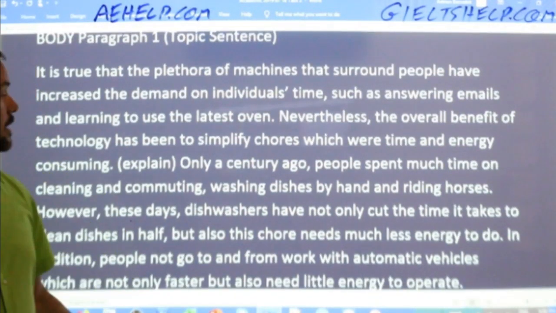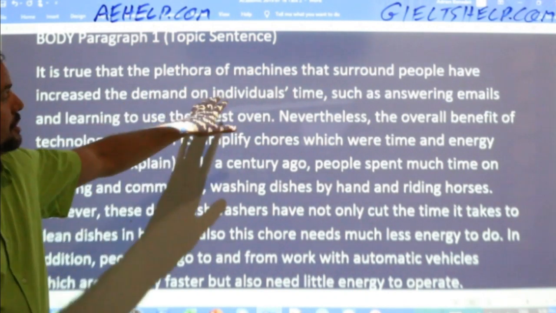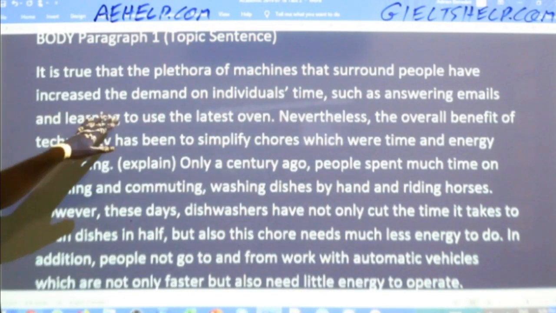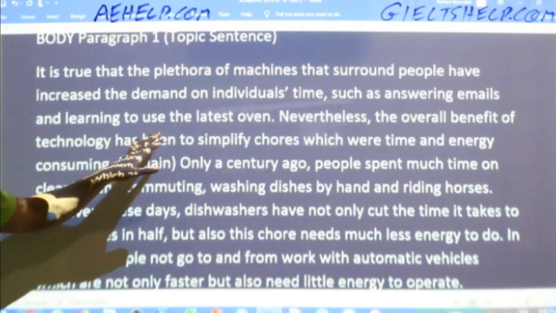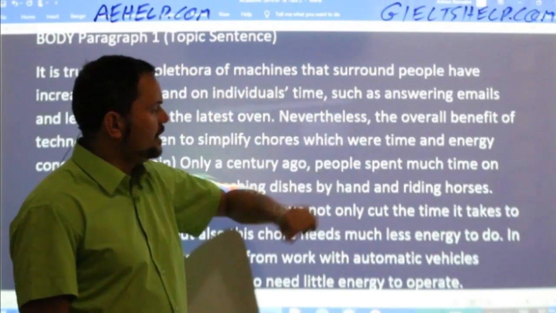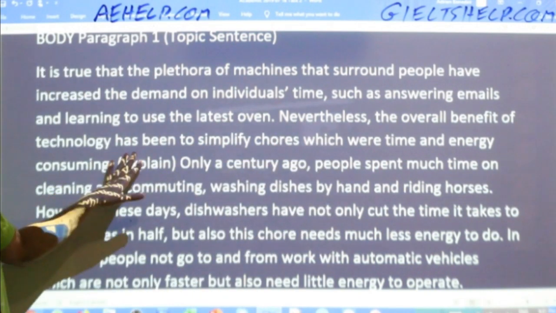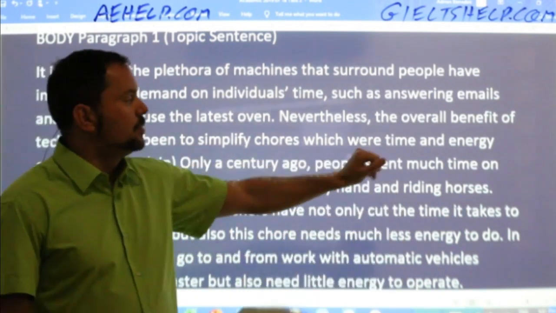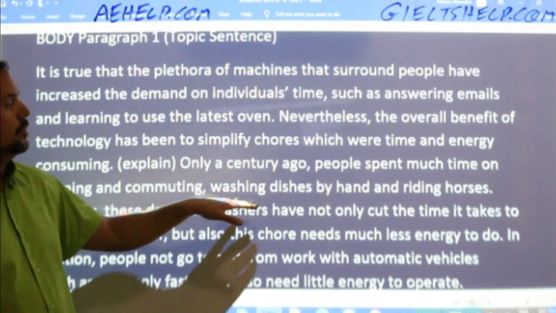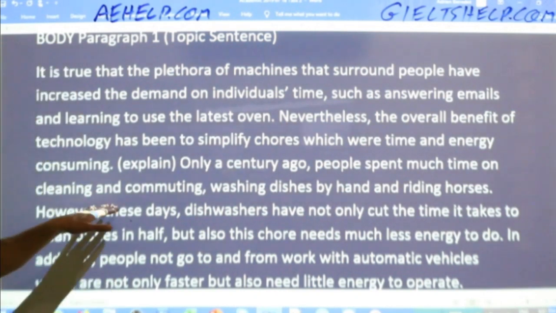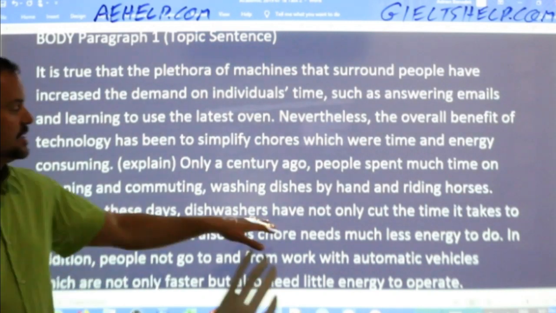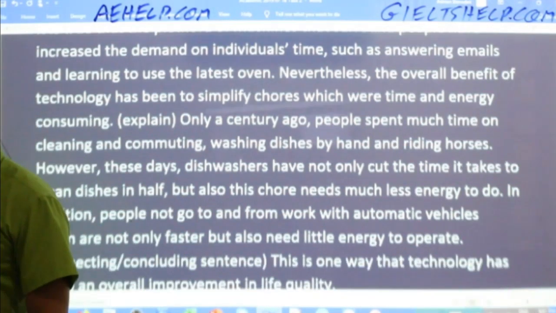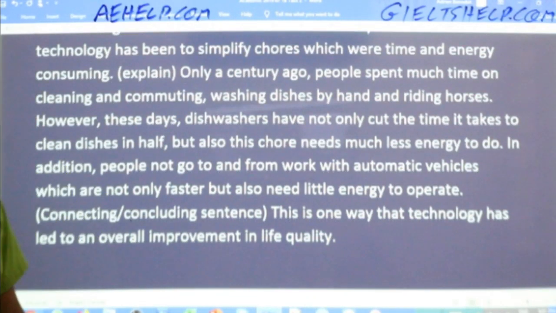Okay. It is true that the plethora of machines that surround people have increased the demand on individuals' time, such as answering emails and learning to use the latest oven. Nevertheless, the overall benefit of technology has been to simplify chores which were time and energy consuming. Only a century ago, people spent much time on cleaning and commuting, washing dishes by hand and riding horses. However, these days, dishwashers have not only cut the time it takes to clean dishes in half, but also this chore needs much less energy to do.